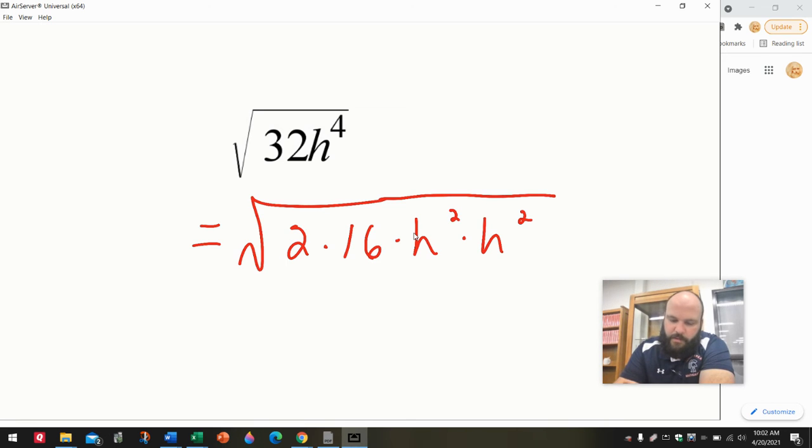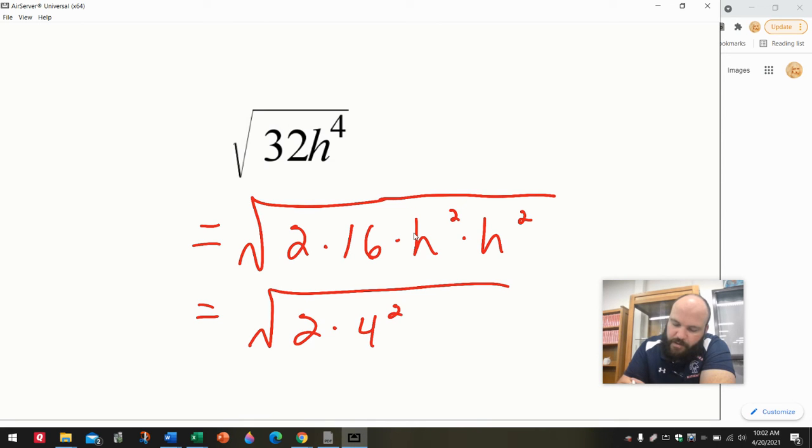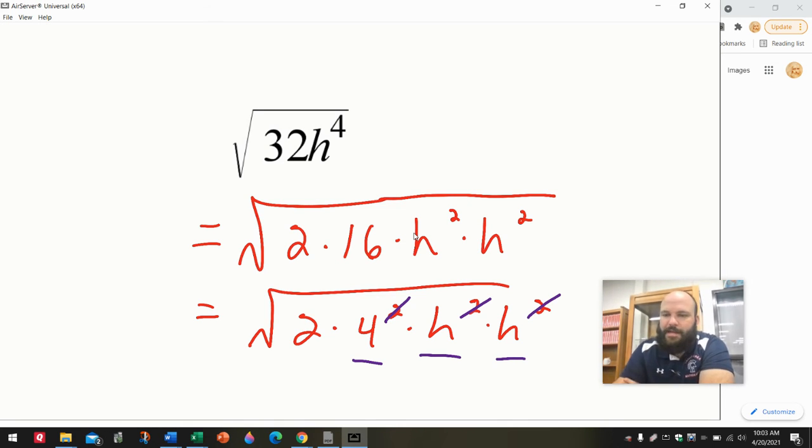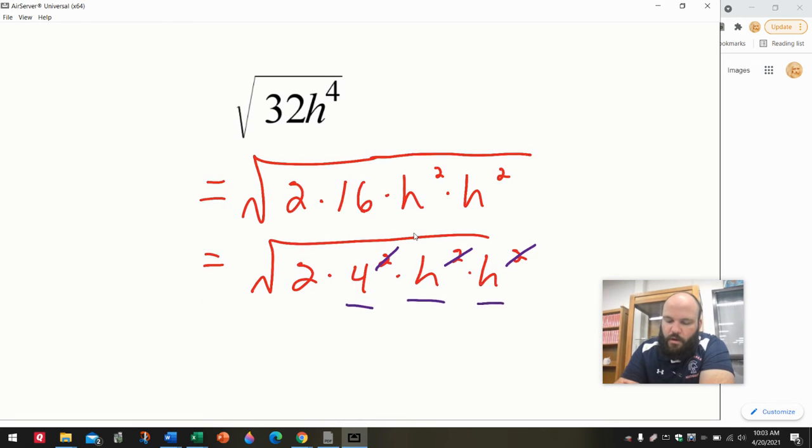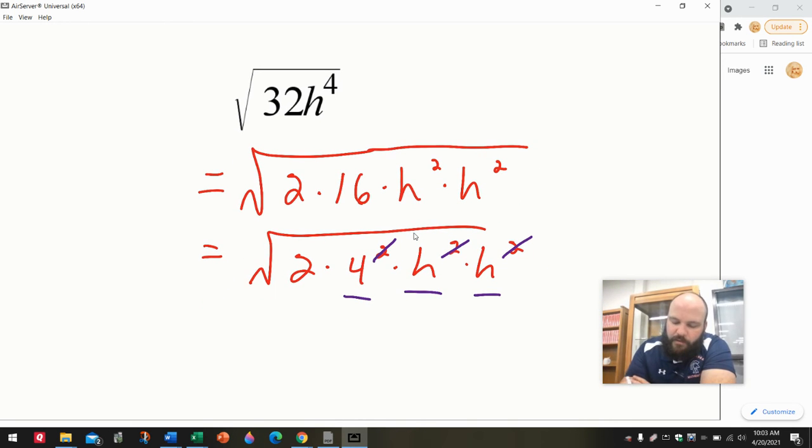Now, why did I break it up like that? Well, I am trying to rewrite these so we have numbers that are being squared. Because when we have numbers that are being squared, the square root will cancel those. So we will underline the 4 now and cancel out the square. Underline the h, cancel out the square. Underline this h, cancel out the square. And what you see is everything that is underlined will be brought outside of the square root.